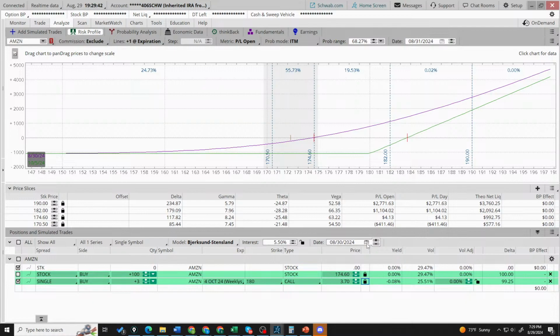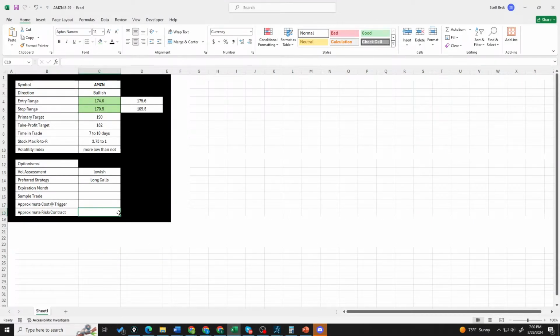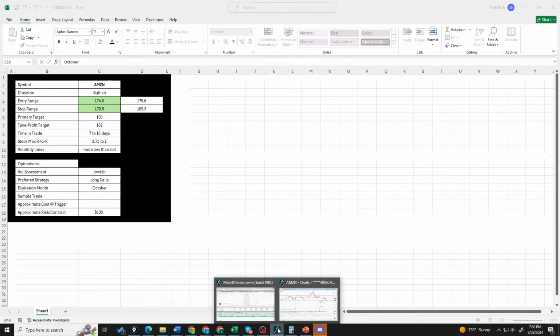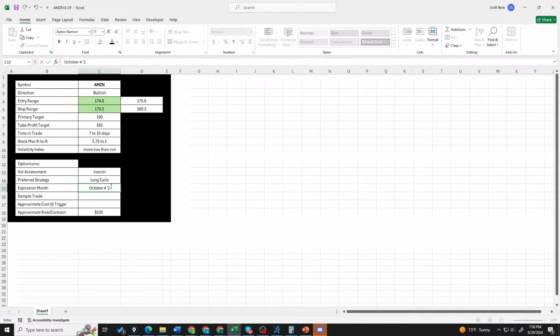So, yes. Questions about that? Yeah. Okay then. I think we may have ourselves a candidate. Risk per trade is about 135, I would say. Risk per contract. Expiration would be October. October what? 4s. October 4, 24.